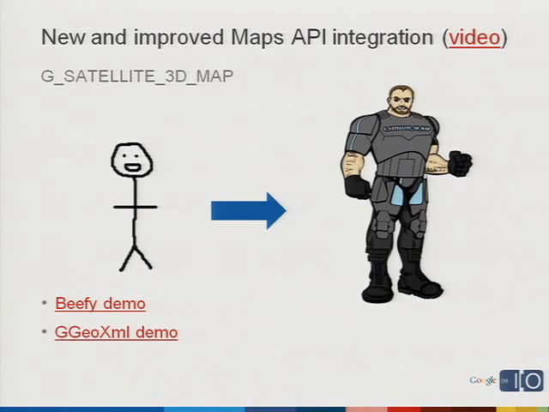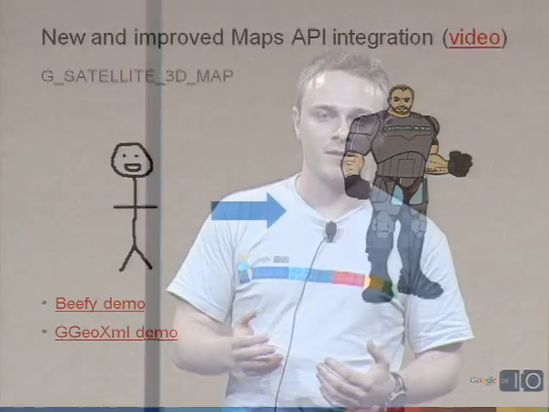So now that's available today. All you need to do is use the version 2.160 of the Maps API, or version 2.x. Maybe in a few weeks or so, eventually, all this new code, this new version of G-Satellite 3D Map, will be available in the regular Maps API. So, yeah.